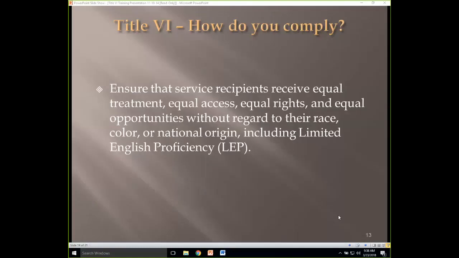So how do you comply with Title VI? You need to ensure that service recipients receive equal treatment, equal access, equal rights, and equal opportunities without regard to their race, color, or national origin, and this includes individuals with limited English proficiency.